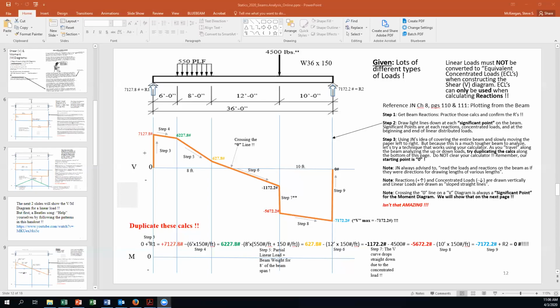Okay, we are now recording. It is April 3rd, 2020, around 11:06 a.m. We're going to go over the shear moment diagram for the example starting on page number 12.